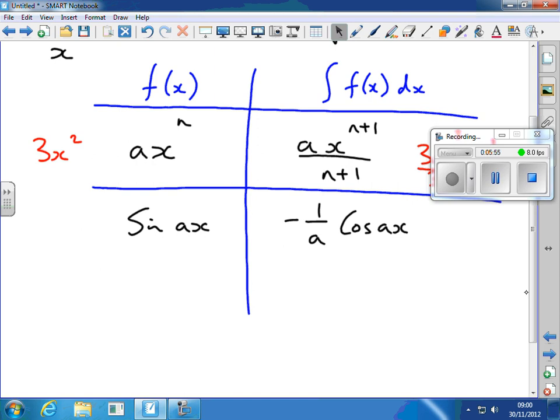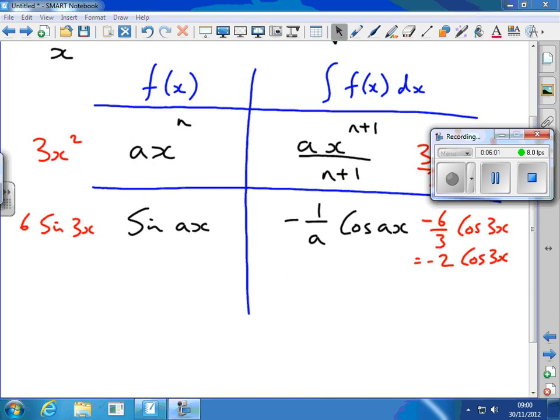Sine ax becomes minus 1 over a cos ax. For example, 6 sine 3x equals minus 6 over 3 cos, which is minus 2 cos 3x.